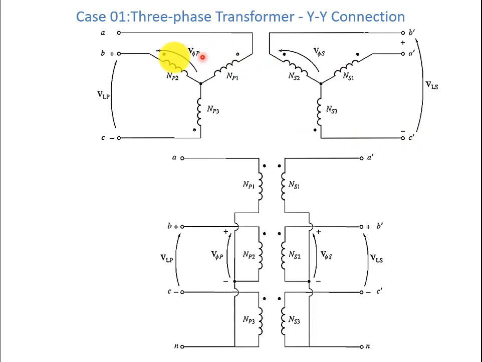Obviously the dot conventions are there to show that the current entering here is positive, and the current entering here is positive, and the current leaving is positive.